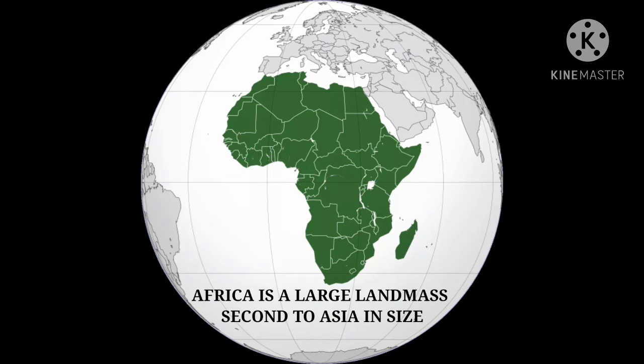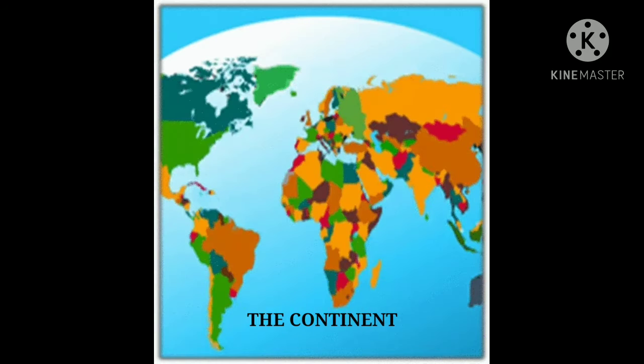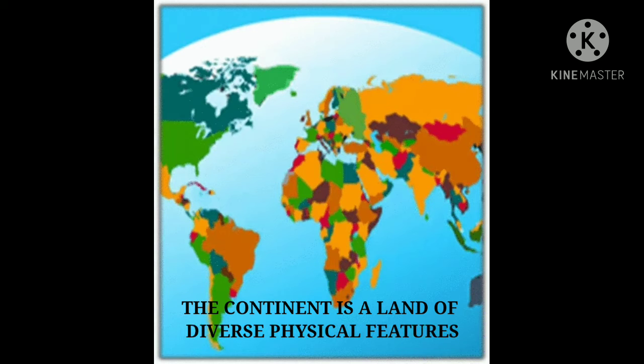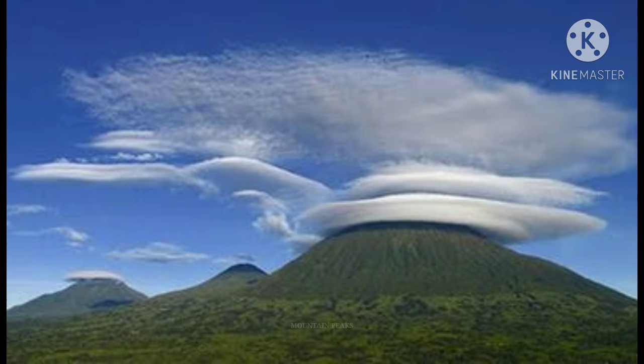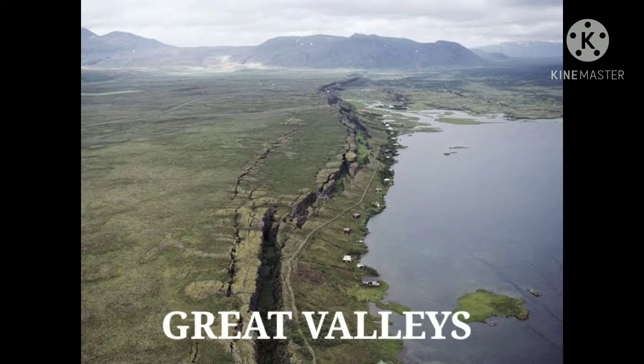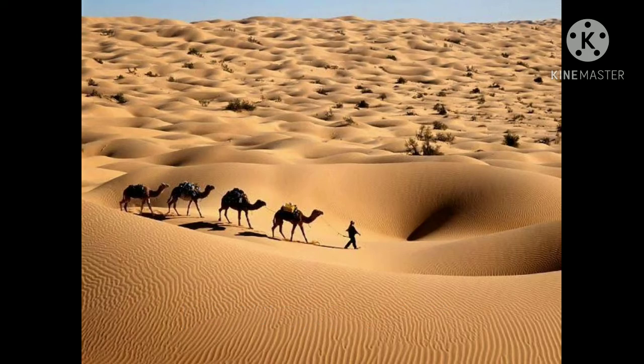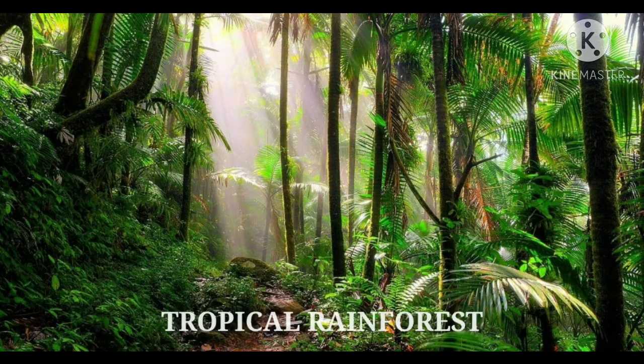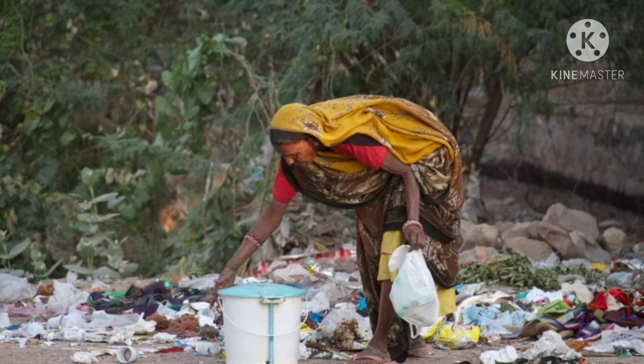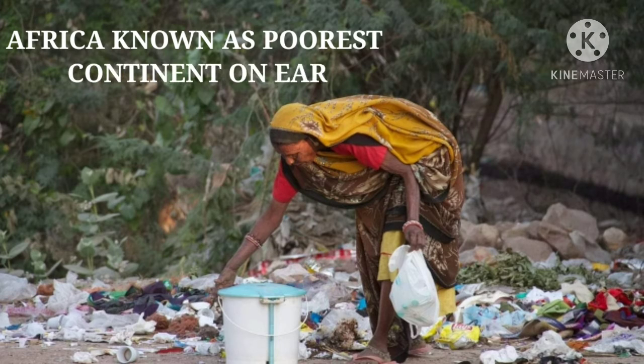Africa is a large landmass, second to Asia in size. The continent is a land of diverse physical features, including high mountain peaks, great valleys, large deserts, great rivers, and tropical rainforests. Africa is known as the poorest continent on Earth.